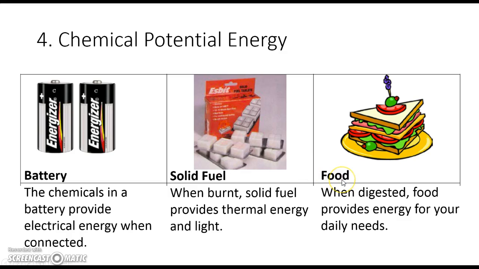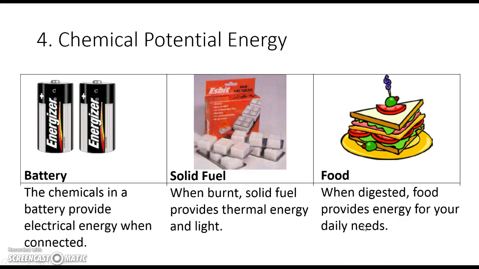And of course, one very common example of chemical potential energy is the food that we eat every day. Yep, so the atoms and molecules in your food are digested by the body and then converted to other forms of energy for your daily needs. For example, you need to walk up the stairs, you need to move your arms around, and so on. And of course, also the thermal energy because your body is warm.